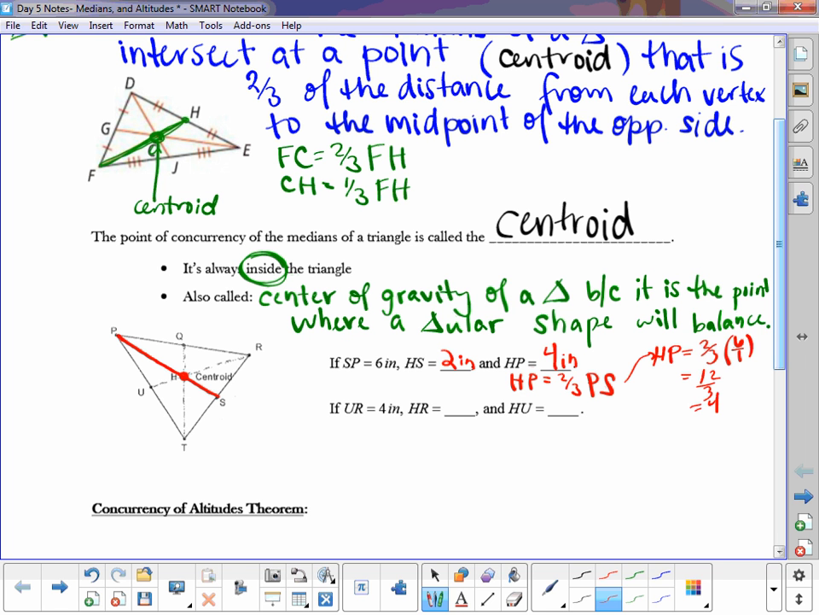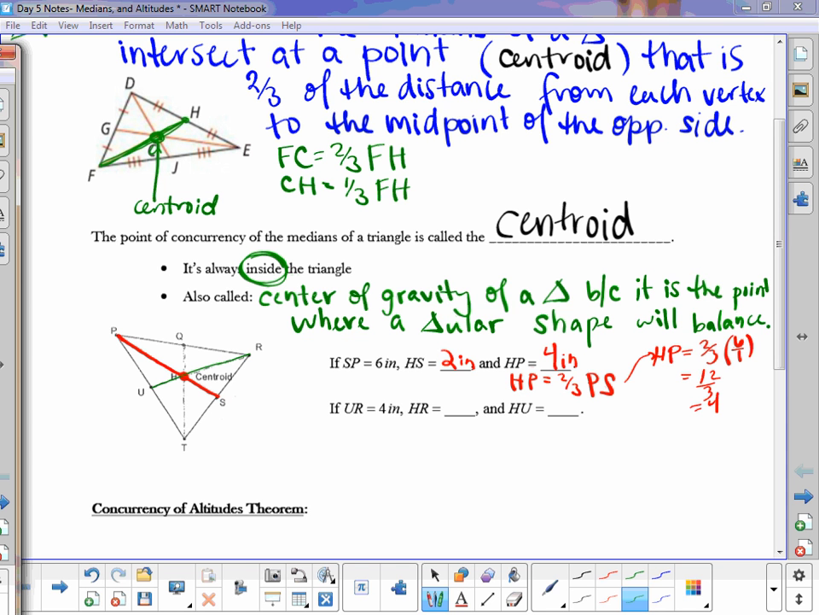Now, UR is 4 inches. This one's not quite as easy. I want you guys to go and try that one. If UR is 4 inches, find HR and HQ. All right, go and compare your answer with your shoulder partner real quick. 8 thirds and 1 third.